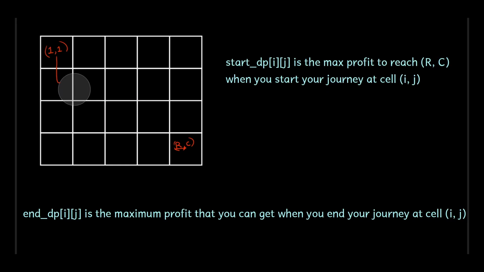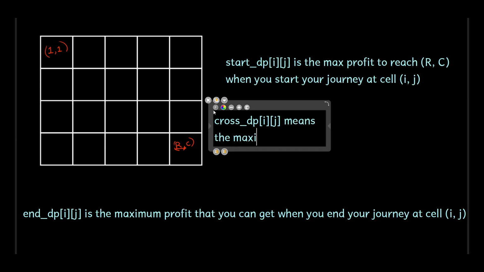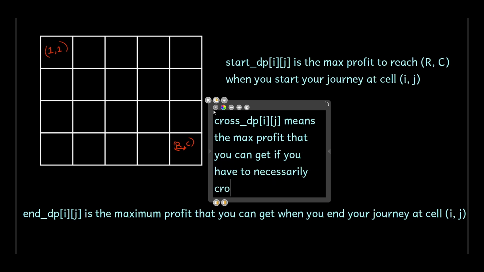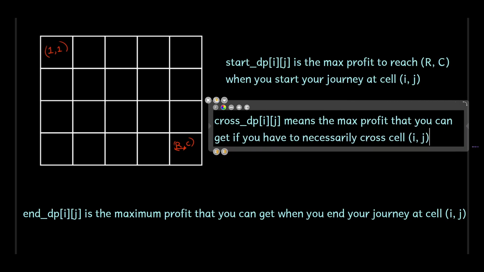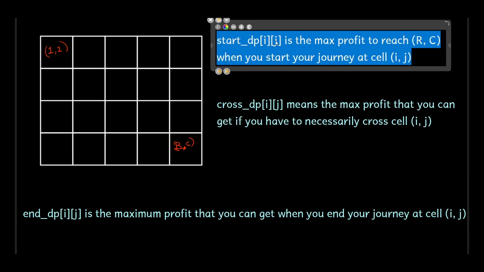So how do you do that? So to do that, we define something known as a cross DP. So this is the start DP, this is the end DP. Now let's define a cross DP. So cross DP of IJ means the max profit that you can get if you have to necessarily cross cell I comma j. Now how do you do the DP transitions for these?